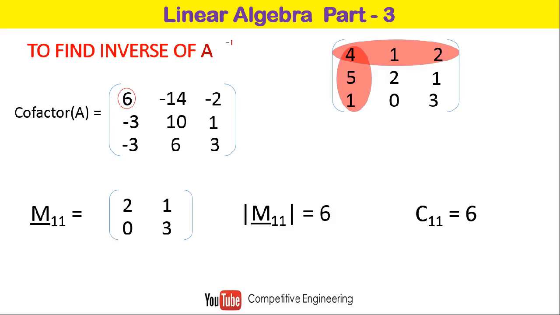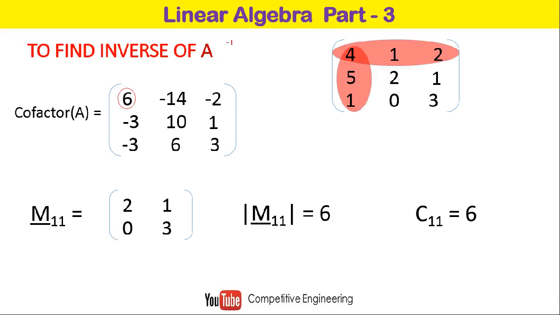How I got it? For the position of 4, that is A11, I got 6. So I will remove the row and column marked in red, and find the determinant. 2 into 3, that is M11, which I wrote as the minor, that is 2 into 3 minus 1 into 0, that is 6 minus 0, that is 6. Please check the location is 1 1. So minus 1 raised to 1 plus 1, that is minus 1 square into 6, that is plus 6 we will get. So the cofactor element is 6.